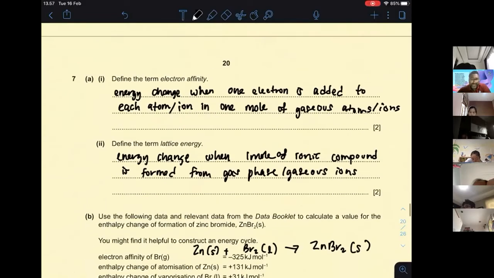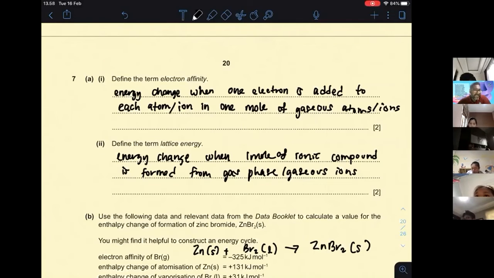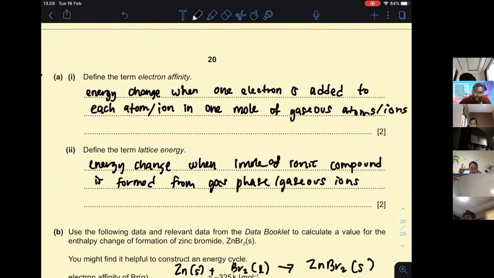Now, number 7, define the term electron affinity. Electron affinity is not just ability. Please remember this. I think students get confused with electronegativity. Electronegativity is the ability of any element to attract the covalently bonded electron to itself. But electron affinity is different. Electron affinity is not ability. It is the energy change.